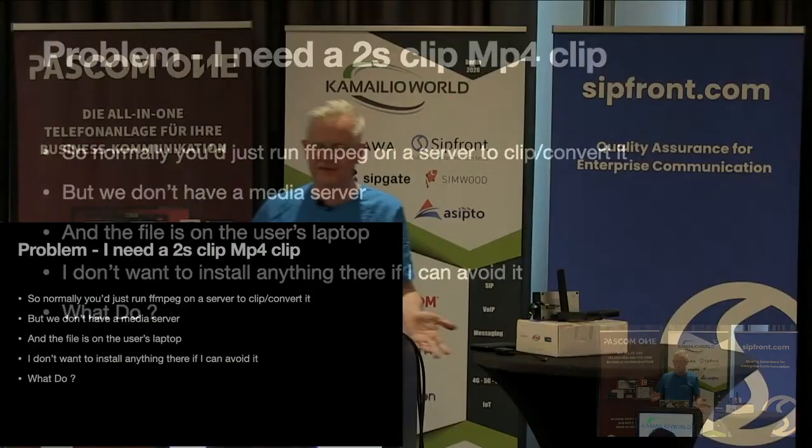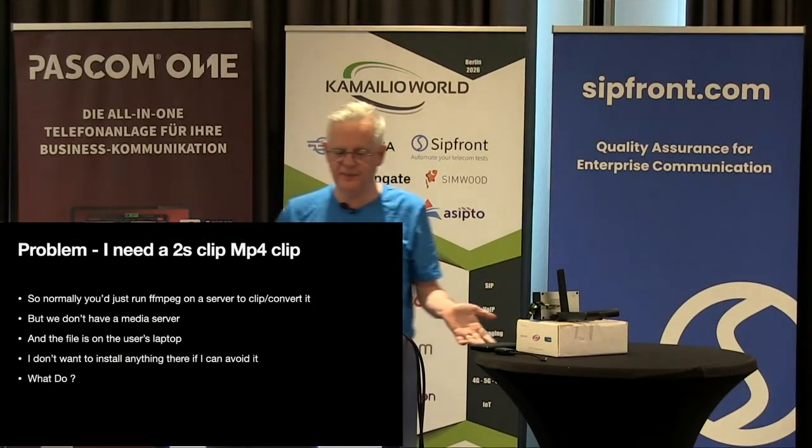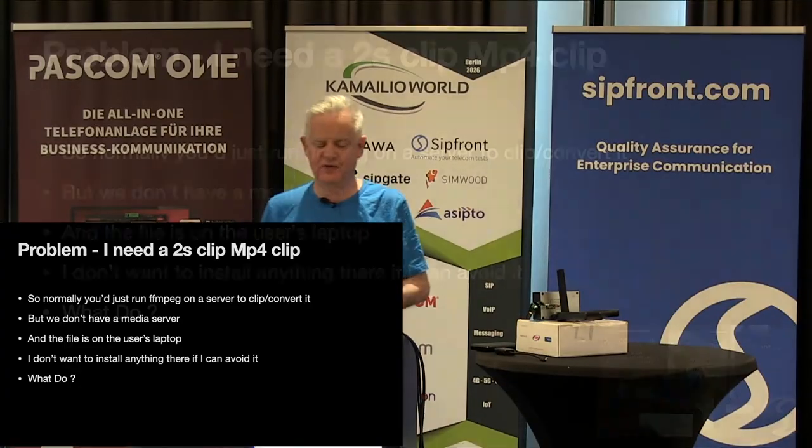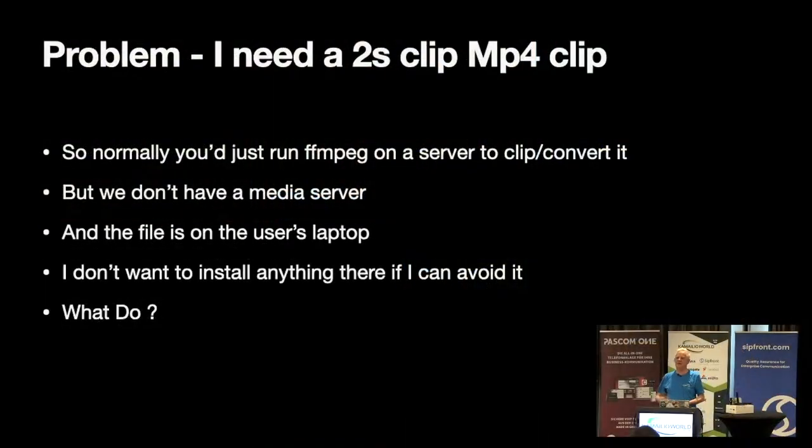Okay, I've saved it. I've got myself a WebM, but maybe I wanted an MP4. Or maybe the social media people wanted a .mov. So normally what you do with that is you throw it to an FFmpeg server, or you'd either run FFmpeg locally on your Linux machine, or you'd throw it to something in the cloud that turned out to be actually an FFmpeg. But I don't have a media server. And the file's on the user's laptop, and I don't want to install FFmpeg on everybody's laptops because that would be unpopular.